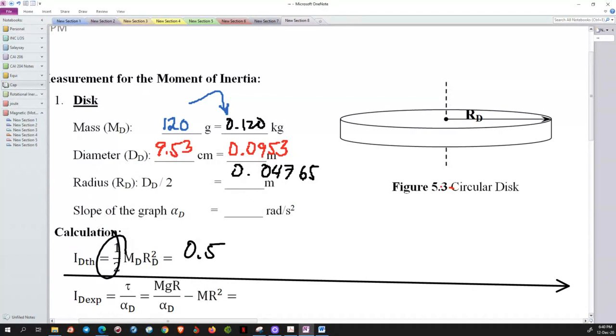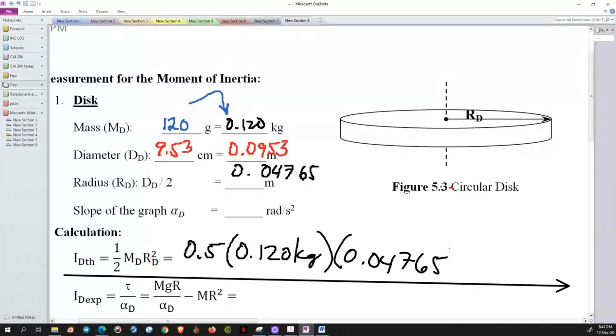So when you calculate the theory, 0.5. Where is 0.5? 1/2. Okay. Multiply by mass. How much is mass? 0.120. You can write here kilogram. And then the radius, 0.04765. This is meter squared. Calculate this one, please, okay? I will not write the answer anymore. But the unit, if it is given, good. If it's not given, you have to write it, kilogram meter squared. Next, once you have the calculation by theory, then you can focus on the experiment.